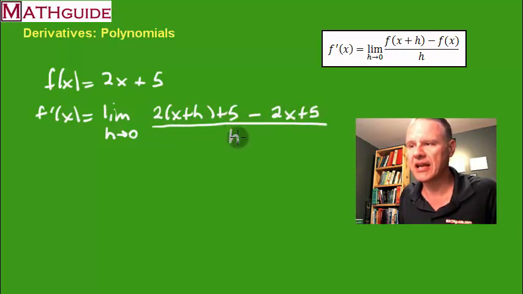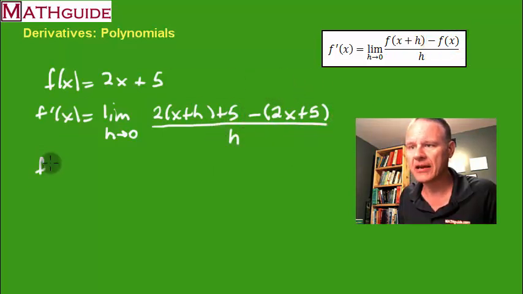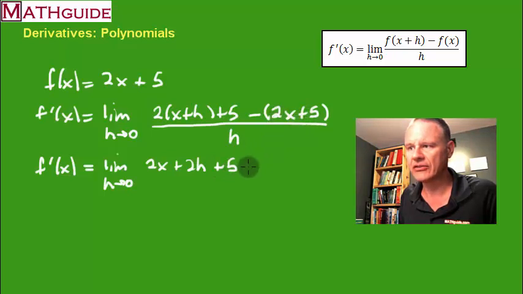Well, this is a common mistake that people make right off the start, because if I want to subtract the entire f of x, the entire function, I really have to imagine subtracting all of it. So those parentheses are mandatory. If I'm going to find this first derivative, I have to keep on writing this limit as h approaches 0. Let's do this multiplication. So this is 2x plus 2h plus 5. Now let's subtract everything. So that's a minus 2x minus 5, all over h.